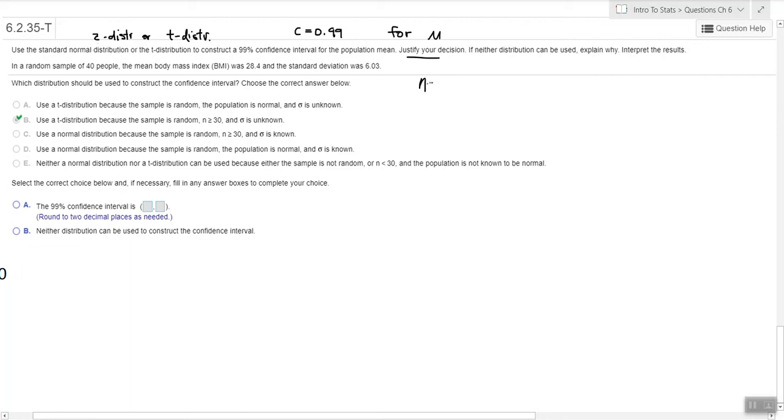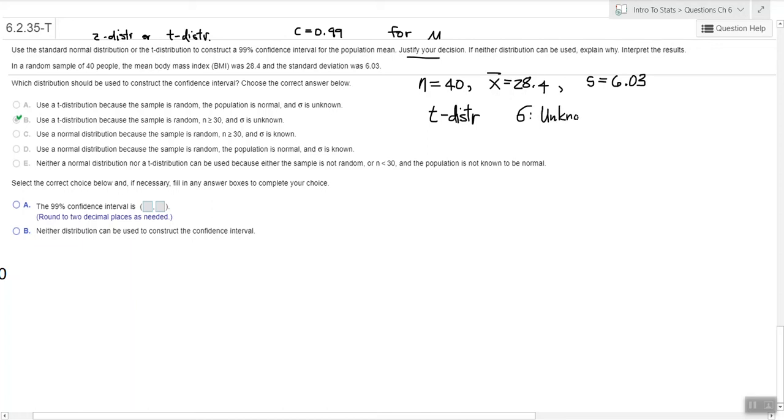Okay, here's everything about my sample. The sample is 40 people. In a random sample of 40 people, the mean body mass index, so this must be the mean for this sample. The mean body mass index, BMI, was 28.4, and the standard deviation, so it's got to be the sample standard deviation, is 6.03. So this must be the T distribution, because the population standard deviation is unknown.